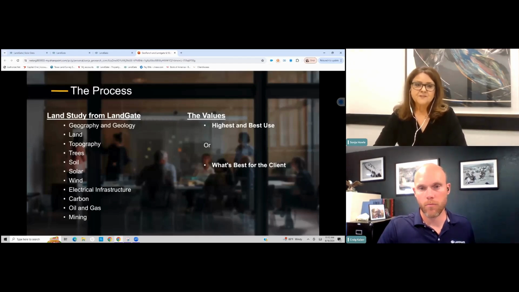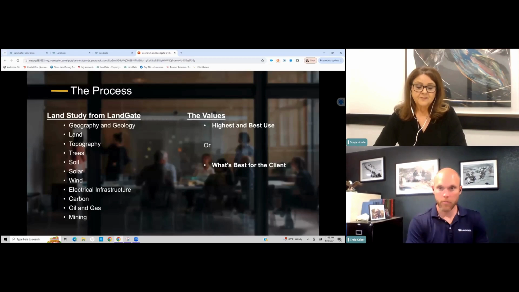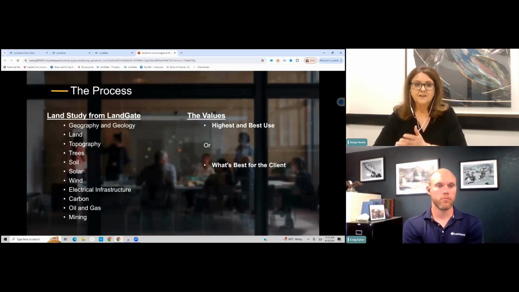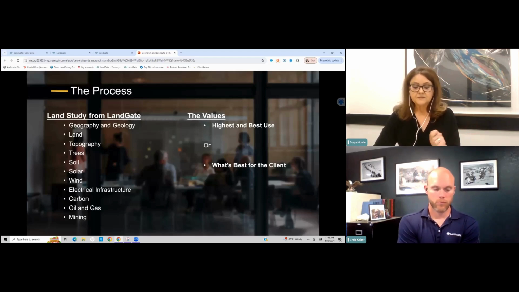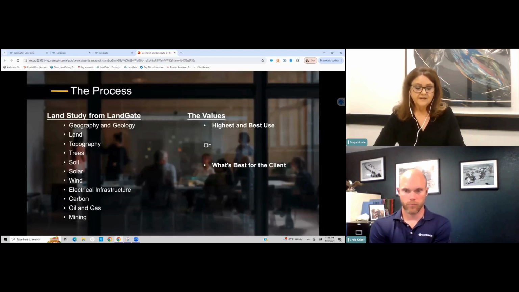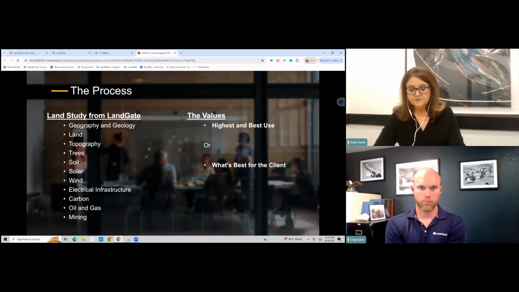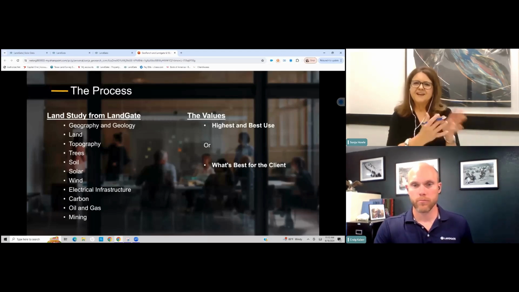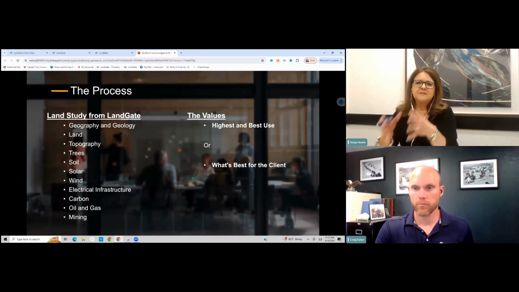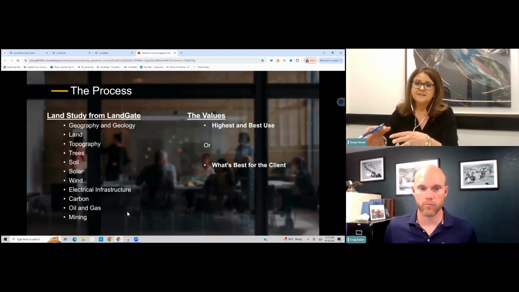And as Craig mentioned, our process really does begin with a detailed land study from LandGate, what they call their property report, examining such factors as geography, geology, soil, solar, and wind potential, and more. And this helps us determine the highest and best use of the land, then tailor the next steps based on each client's unique situation and objectives. As I know, when we were going through our decisions in our family, there was highest and best use, but there was also what would honor our legacy. And it wasn't necessarily what would provide the most income.